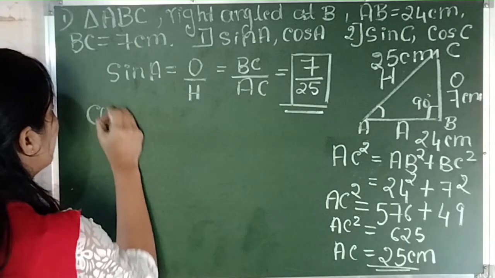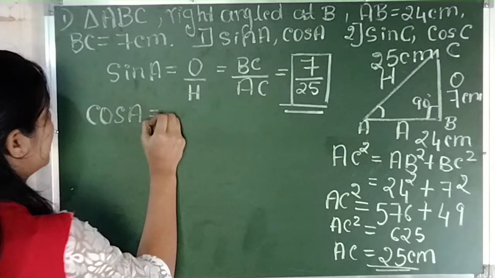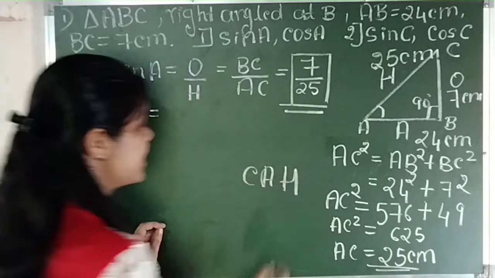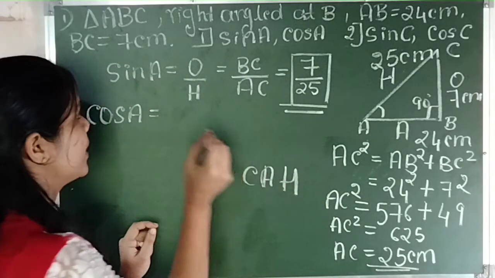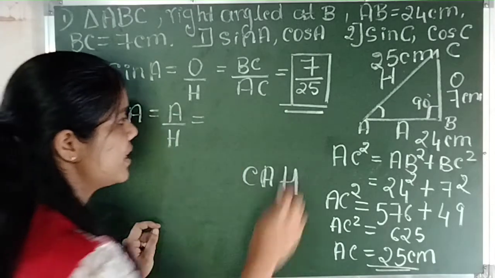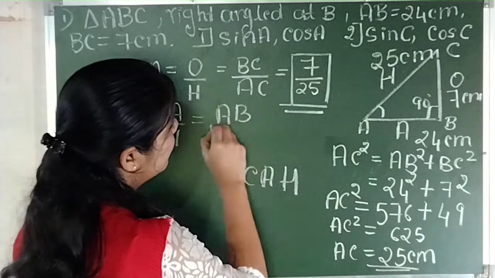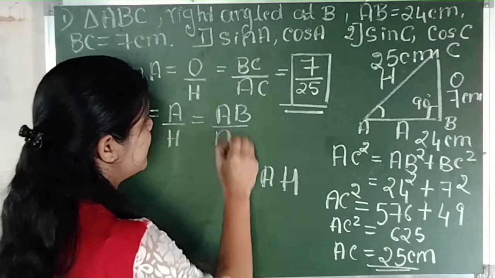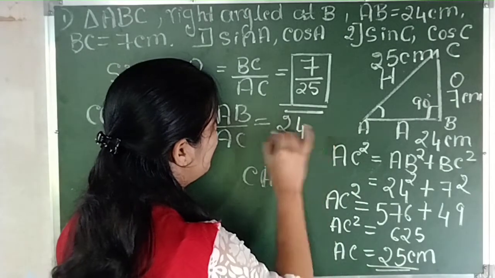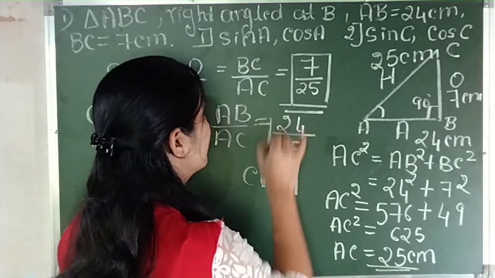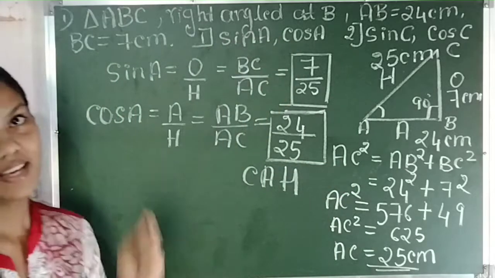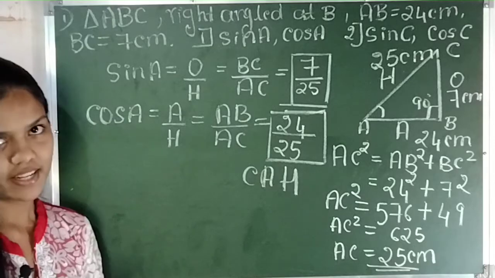Similarly, let us find the value of cos A. Cos A is nothing but adjacent by hypotenuse. Adjacent side is AB, hypotenuse is AC, that is equal to 24 by 25. So the value of cos A is 24 by 25.